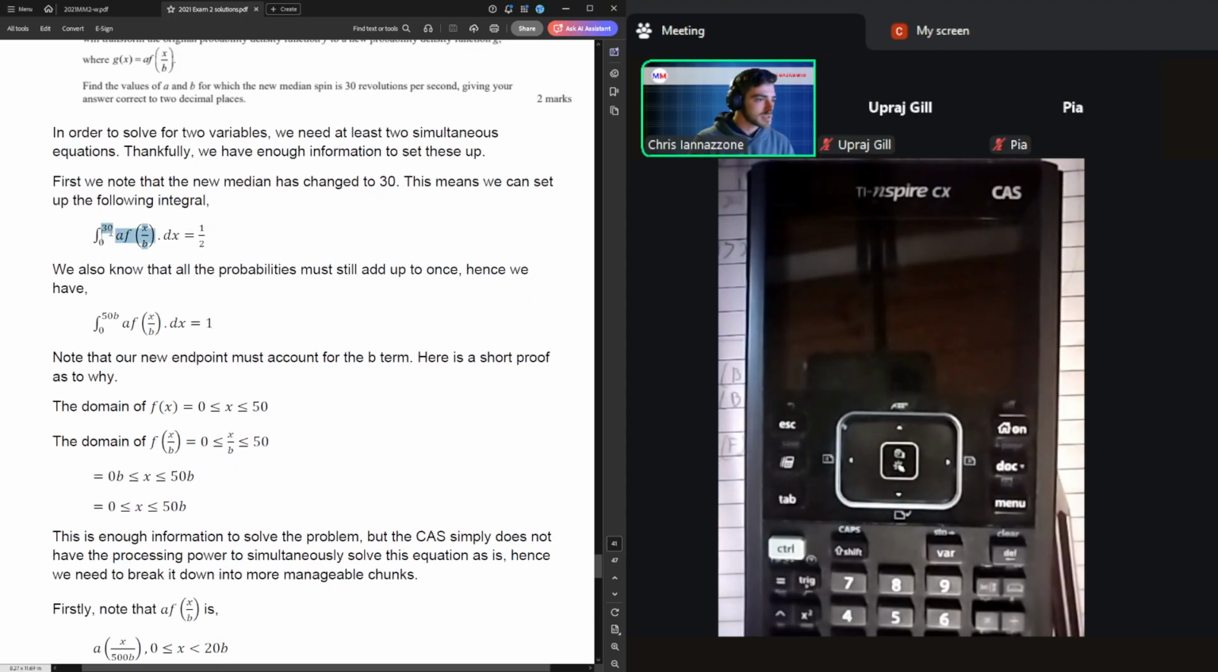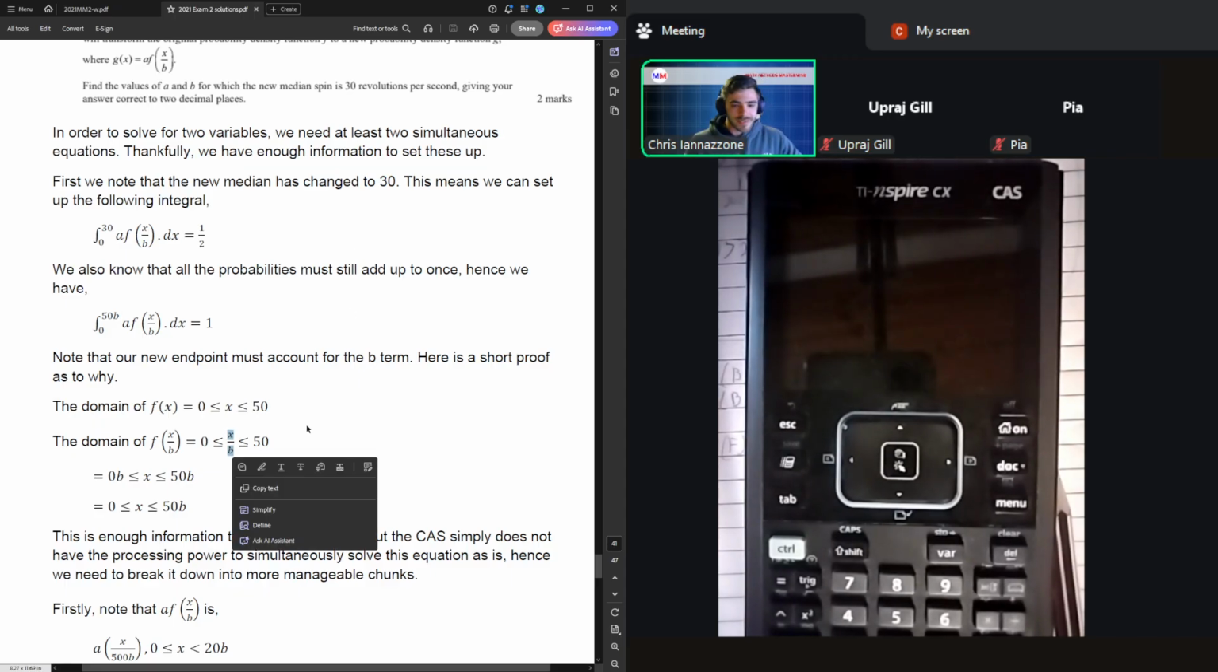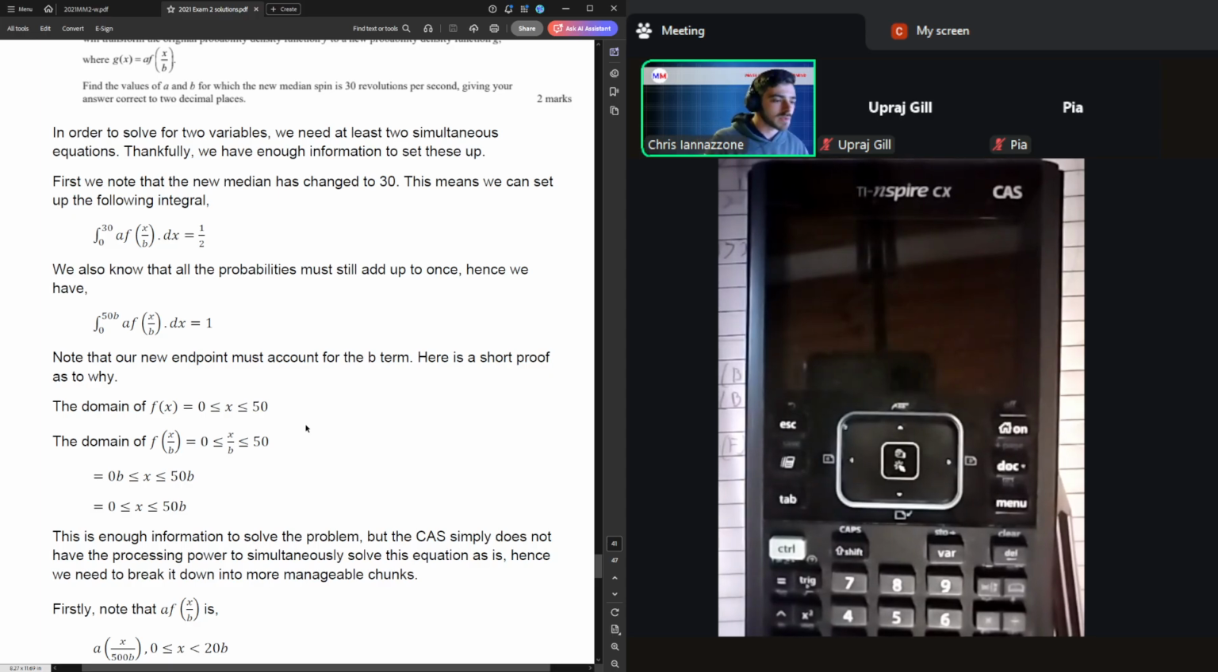So, some initial things we might start thinking about: we've got a median equation, and we've got a total area that has to add up to 1. These are some of the initial things I was thinking about. Now you might note that 50b becomes the upper bound rather than 50, and that's simply because when you apply a dilate factor to your x, it's also got to impact the domain along with it.